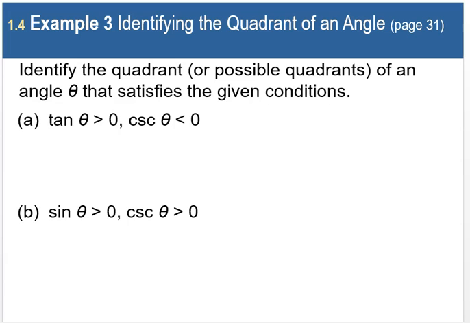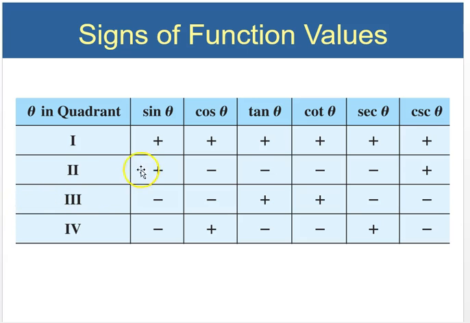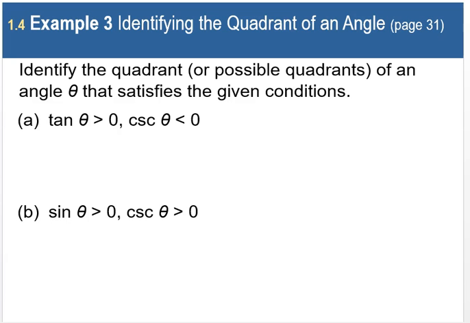So going back to this right here, tangent is positive in the first quadrant and in the third quadrant, but there are no negative signs in the first quadrant, so cosecant is negative in the third quadrant. So the quadrant we are looking for in part A here is going to be quadrant 3. So just name Q3. Okay, that's how we do these problems. Let's do the next one together.